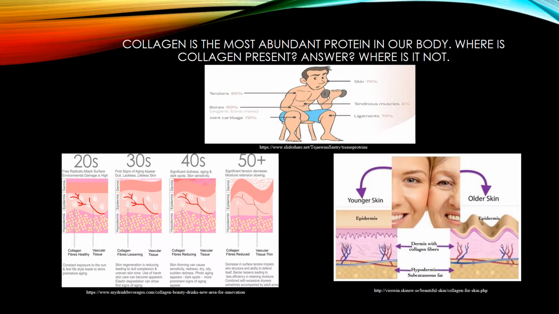Collagen is the most abundant protein in our body. Where is collagen present? Answer, where is it not? It's in every tissue; you can find collagen. As you can see in the top diagram with the individual lifting weights, the percentage of collagen in the human body. But everybody knows that during aging, collagen content in our body goes down with time, hence wrinkling and old age. So I will now focus on this.